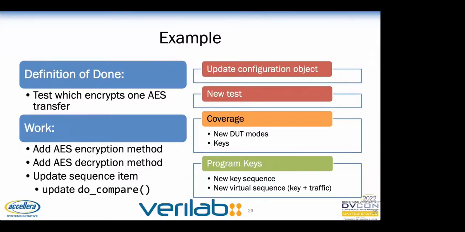We'll need a few new sequences to handle key generation and programming. We've chosen to include coverage in this deliverable. We're covering the DUT modes and some coverage of the keys as well. At this point, we're assuming that scripting to merge coverage and generate coverage reports was finished in an earlier deliverable, so we're not including it here. Notice that we haven't enumerated all the coverage points, just the major categories of what we'll need to add.